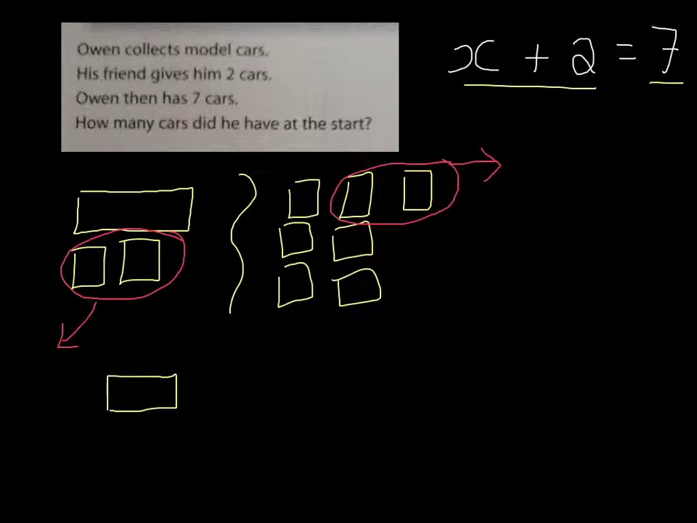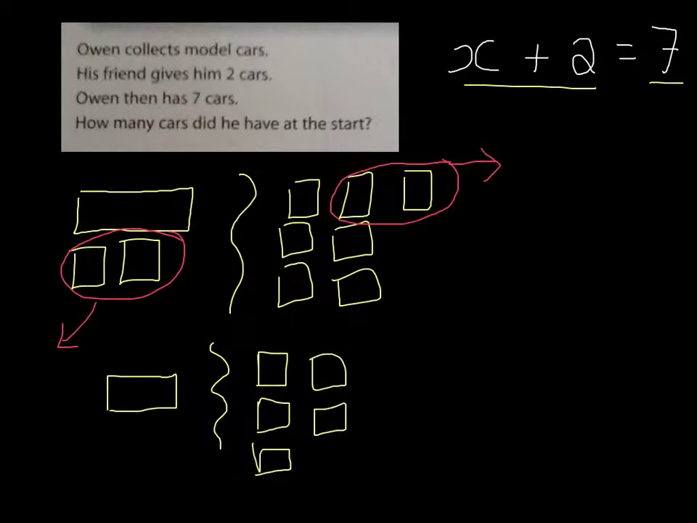So I have 1 x tile on that side, and I now have 5 unit tiles on this side. So what is that model? X equals 5. So we've solved, and just to double check your answer, you might want to put that number into the equation just to make sure it makes sense and double check your work. So those are 2 examples of how you use algebra tiles to model and solve equations.